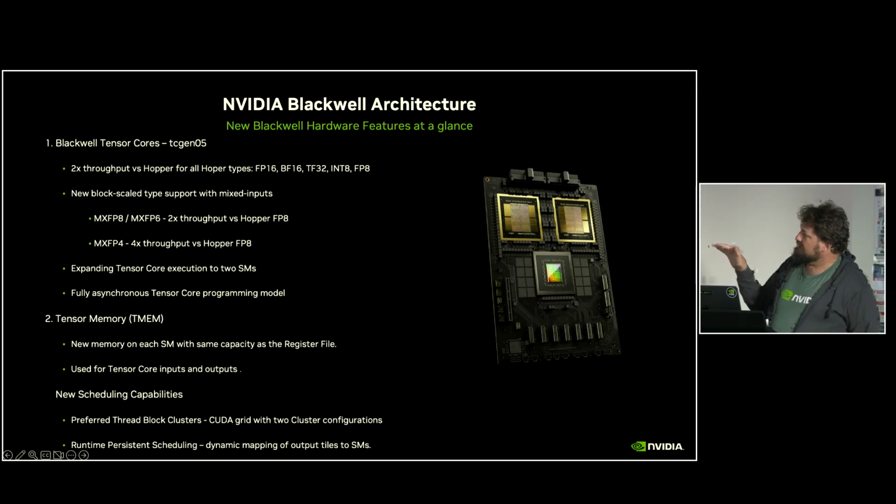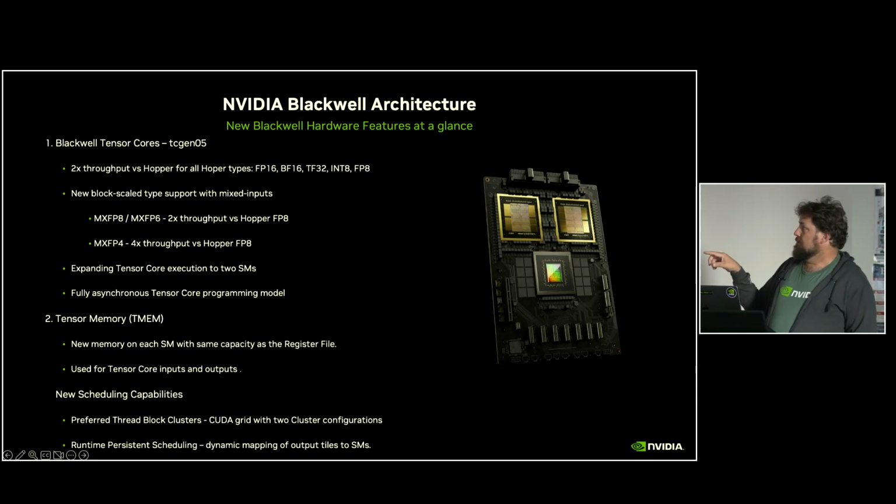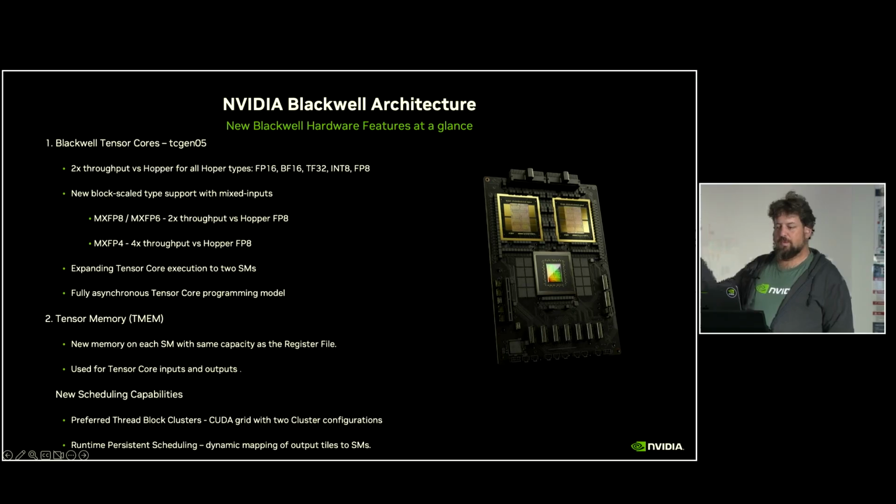Then the next one, we're expanding the tensor core into 2SM. And I'll talk a lot about this, but the new type of core that came out in Volta, which was 8 years ago, is now expanding over not just one SM, but more of the streaming multiprocessors. And we're giving a fully autonomous tensor core programming model.